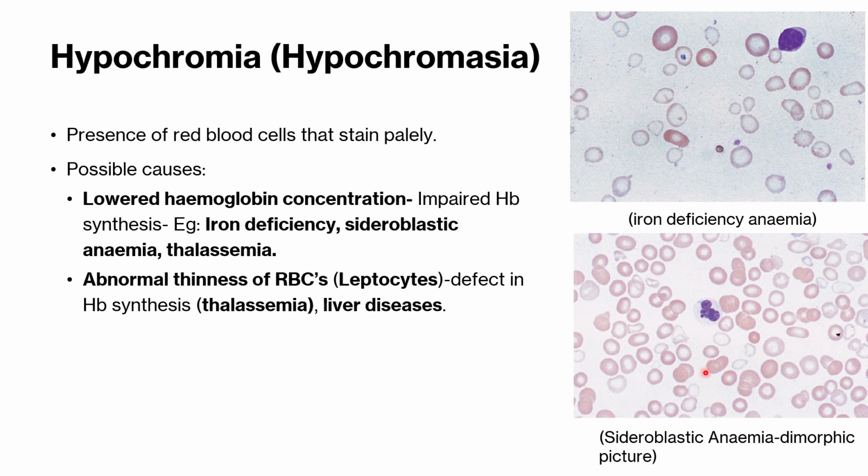Similarly, you can see the image of a patient of sideroblastic anemia and you see a dimorphic picture, showing normocytic normochromic cells along with hypochromic cells. So this is a normal cell, this is a normal cell, and then you can see cells with hypochromasia. So two types of populations of cells exist in sideroblastic anemia, and this is a case of iron deficiency anemia. So now we know what is hypochromasia.